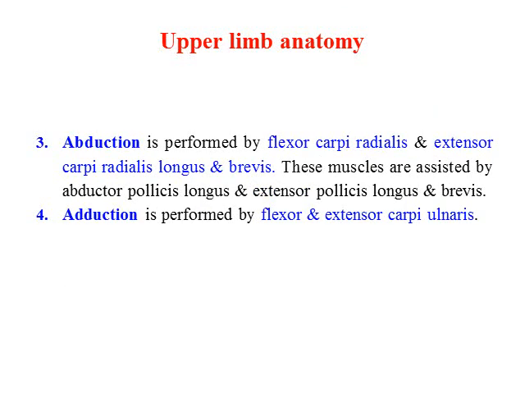Abduction is performed by the flexor carpi radialis and extensor carpi radialis longus and brevis, and these muscles are assisted by abductor pollicis longus and extensor pollicis longus and brevis, while adduction is performed by flexor and extensor carpi ulnaris.